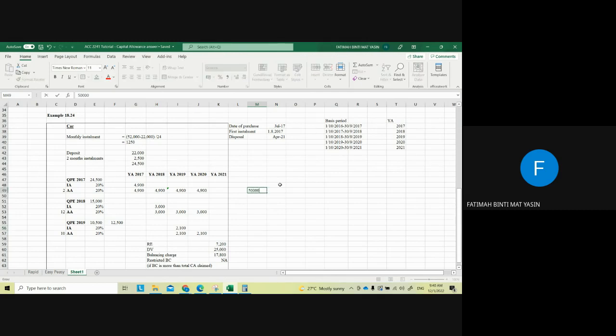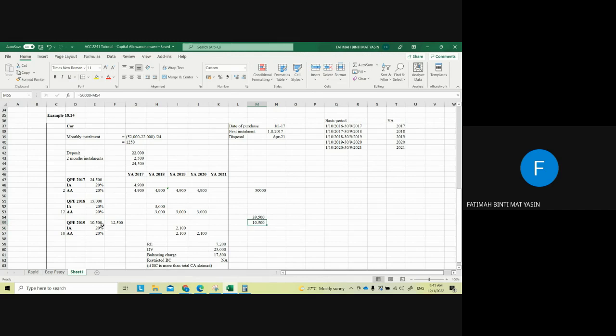The restriction is 50,000. So the company already claimed 24,000 QPE for 2017 and 15,000 in 2018. If you total up these two, which is 24,000 plus 15,000, the amount of QPE that the company claimed is now already 39,500. So for 2019, the company can claim only 50,000 minus the amount of QPE that the company already claimed, which is 10,500, because there is a restriction.